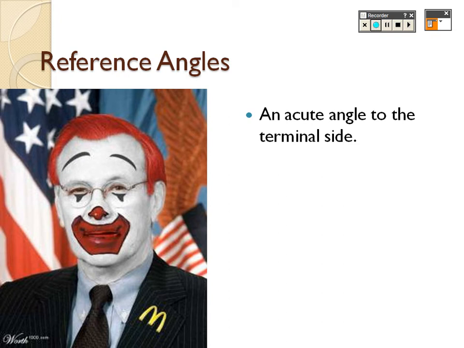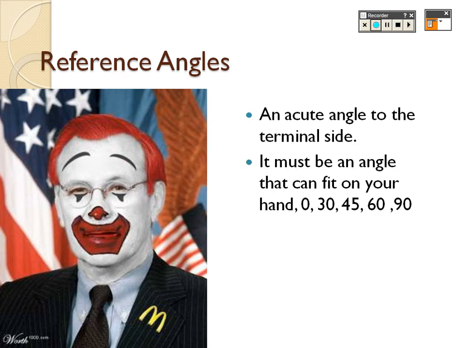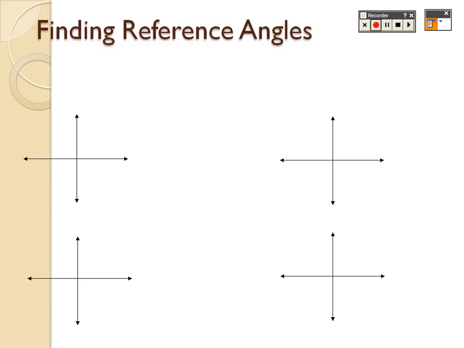So the reference angle is the acute angle to the terminal side. It must be 0, 30, 45, 60, or 90 in order to use your hand. Finding a reference angle in quad 1, it is what it is. There are no reference angles in quad 1. Whatever I give you is what it is.